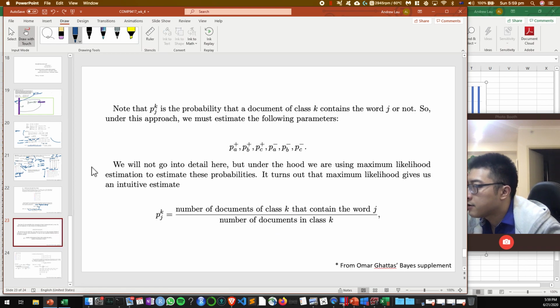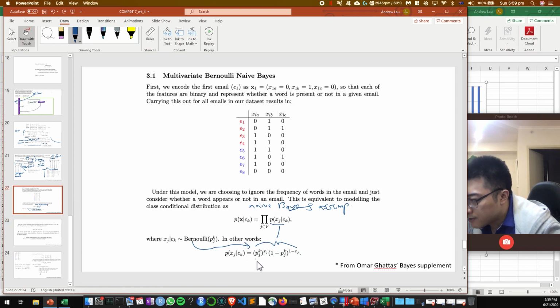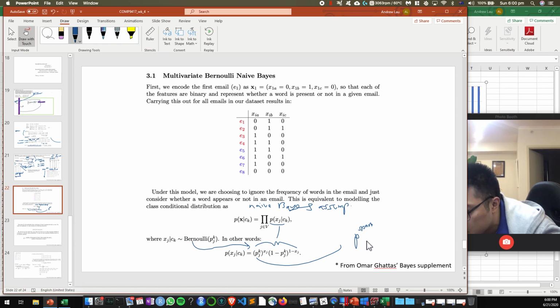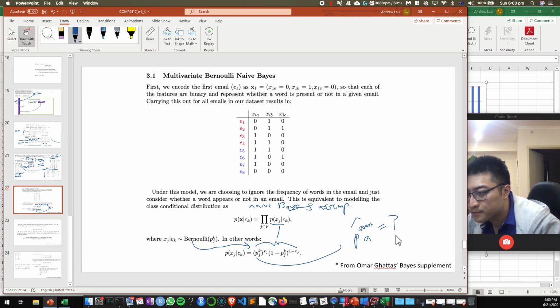Cool. Now, the question on your mind is, where do we get this from? What is this? How do we estimate this probability? What's K? Is K the word? No, K is a class. The probability of, say, seeing word A given it's spam, what is it, and how do we estimate it?